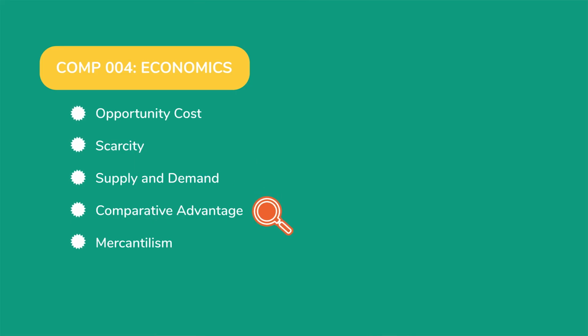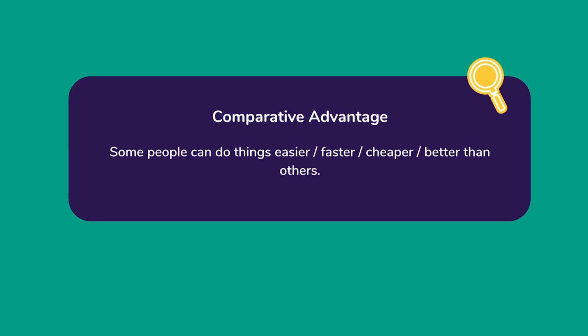The fourth thing to know is comparative advantage. Basically, some people, businesses, or nations are better at producing a certain good, and so they can produce it more easily, cheaply, or just plain better than other countries.